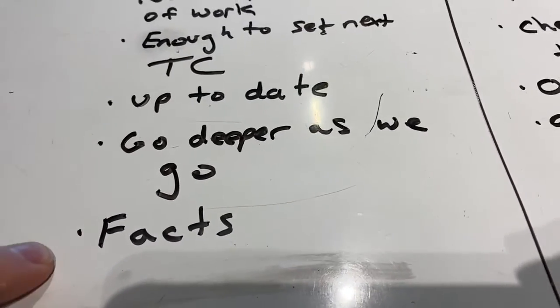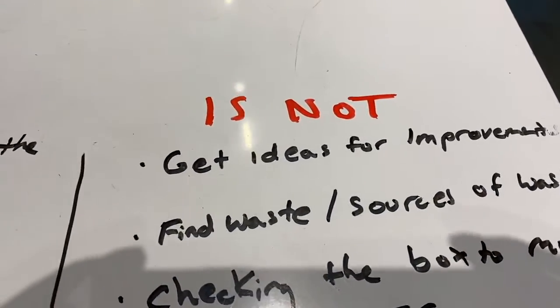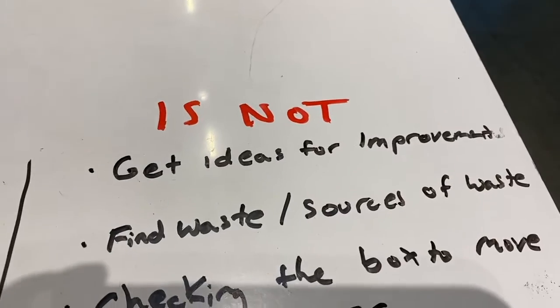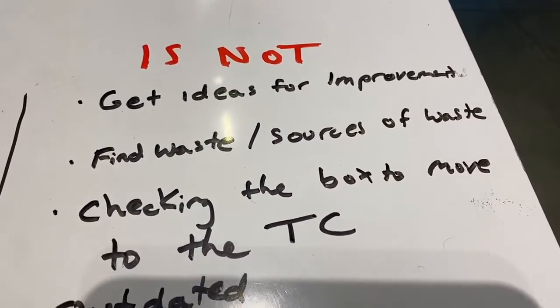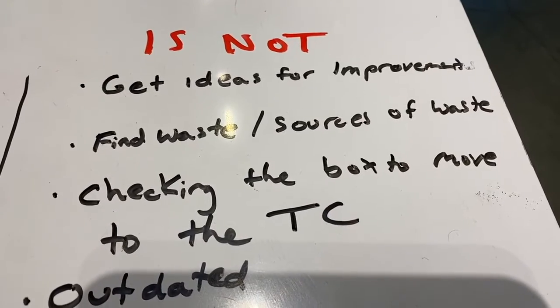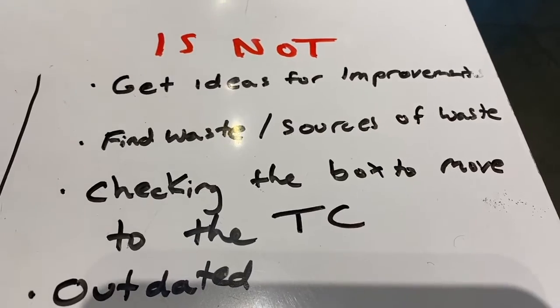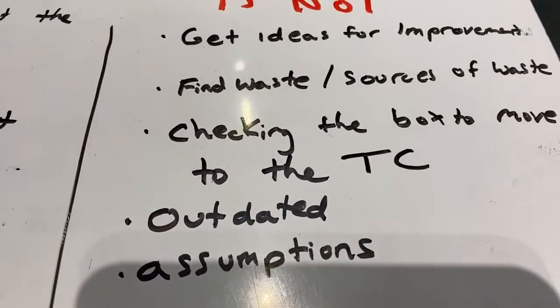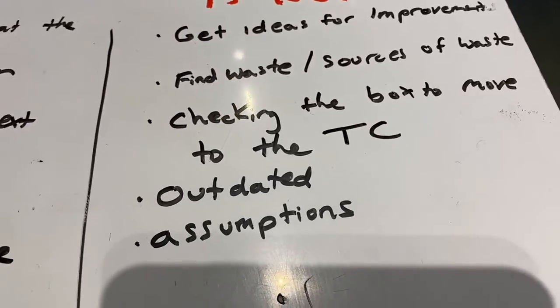And it should obviously be based on facts. It's not an area for us to get ideas for improvement, find waste or sources of waste. It's not just checking the box to move on to the target condition or experiments. So don't skip out on this. It's a very important part of the process. Obviously it's not outdated and it's not operating off of assumptions. The three components that make a good current condition.